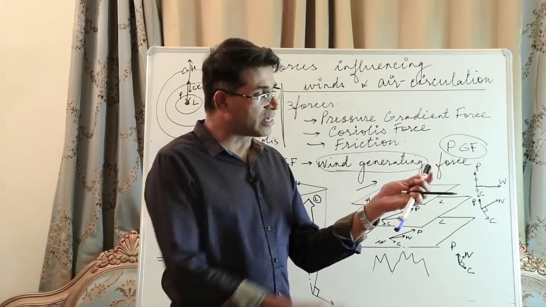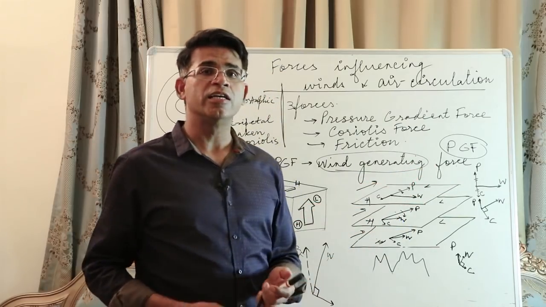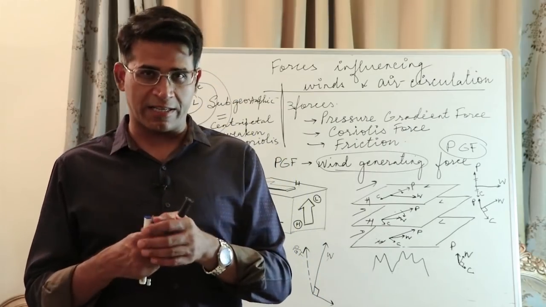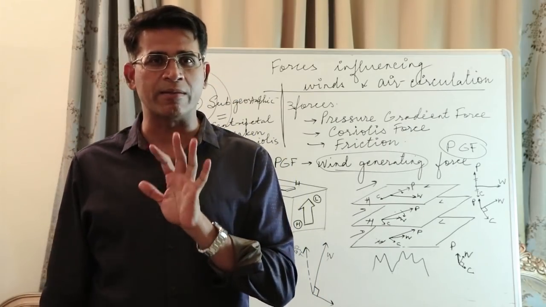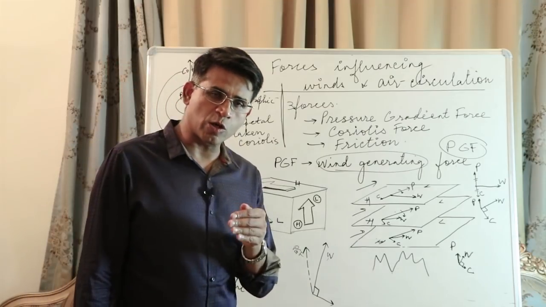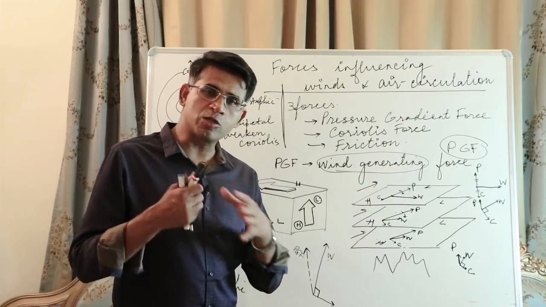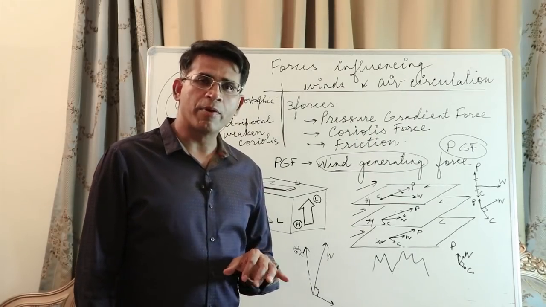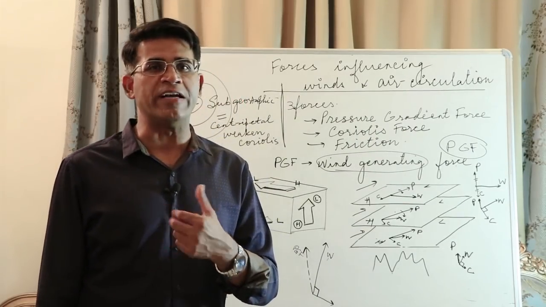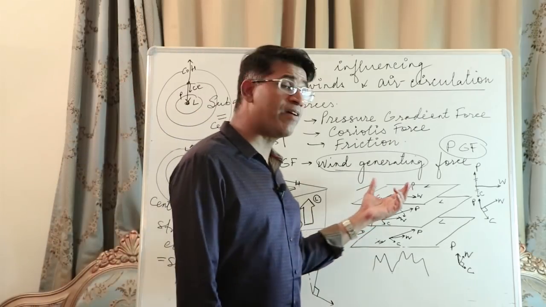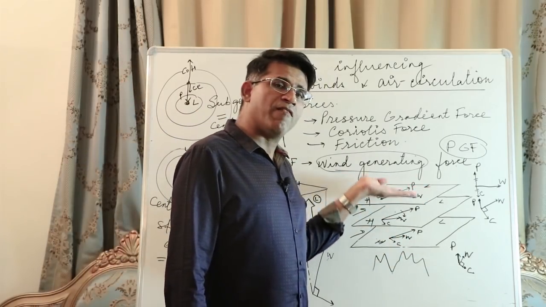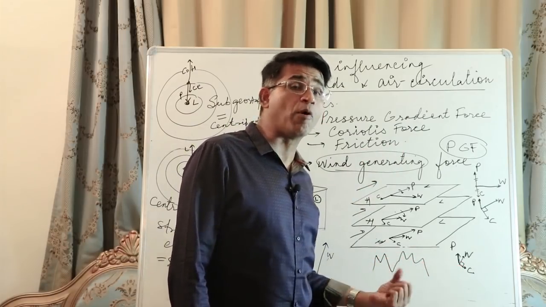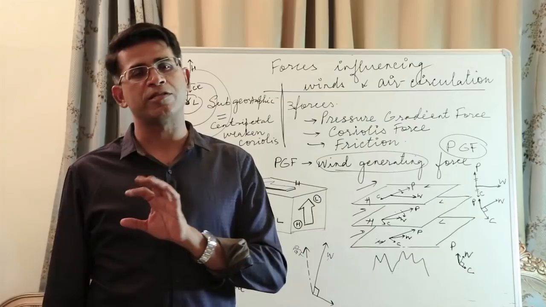Now we call this type of wind geostrophic winds. So it's a very special case. If you want four or five points of summary, a geostrophic wind, a geostrophic balance, is a very special case where, because of very high speeds of winds, and why would the speeds be very high?